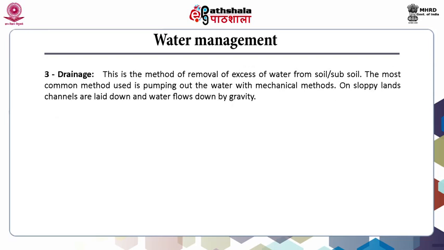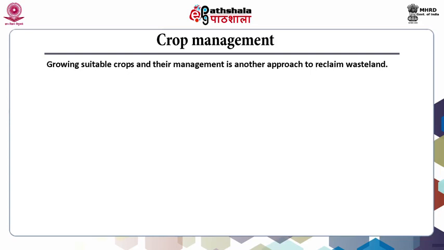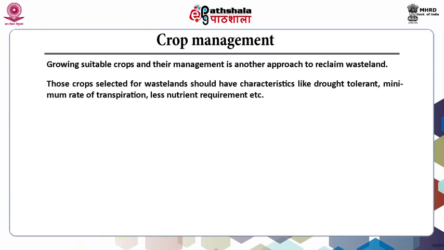Then drainage. This is the method of removal of excess of water from soil or subsoil. The most common method used is pumping out the water with mechanical methods. On sloping lands, channels are laid down and water flows down by gravity. Then the third method is crop management. Growing suitable crops and their management is another approach to reclaim wasteland. Those crops selected for wasteland should have characteristics like drought tolerant, minimum rate of transpiration, less nutrient requirement, etc.